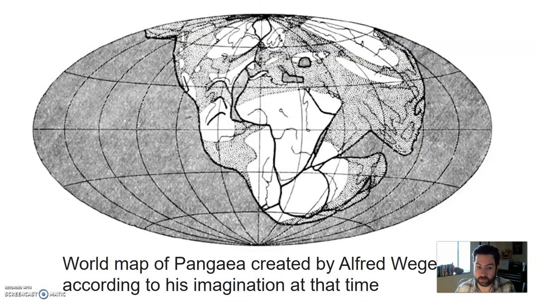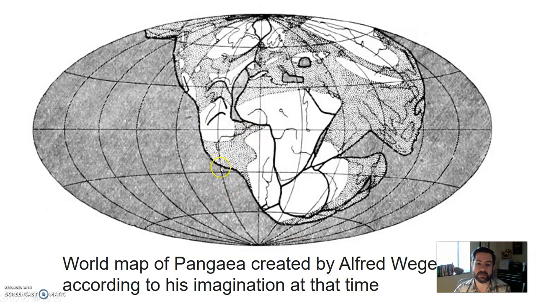So this is an early map of Pangea created by Alfred Wegener, according to his imagination at the time. But he wasn't too far off. Africa, South America, North America, Europe, and Asia. This is kind of where he had it off a little bit. Antarctica, Australia. And again, this is just based on shapes. That's all he had going at this time.